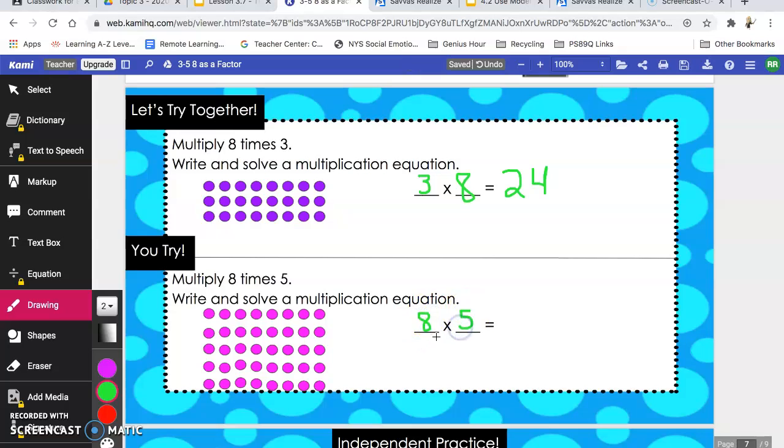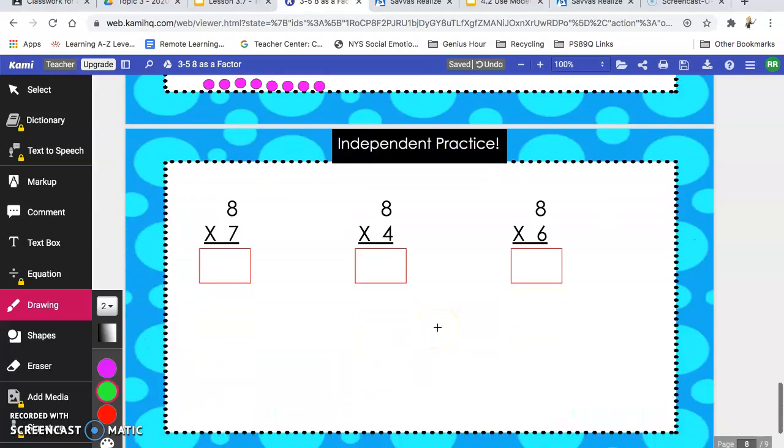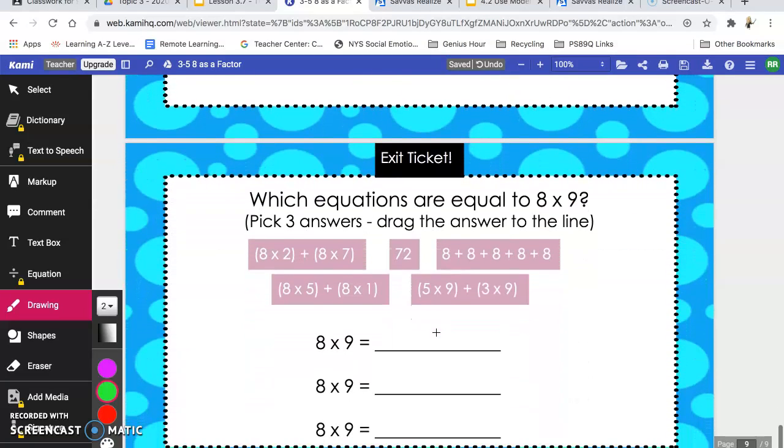If you think about it like this, we can always switch factors around to make it 5 times 8, and the product, or the answer, will always be the same. So if you know 5 times 8, you know the answer to 8 times 5. Try to do the rest of the independent practice and the exit ticket by yourself.